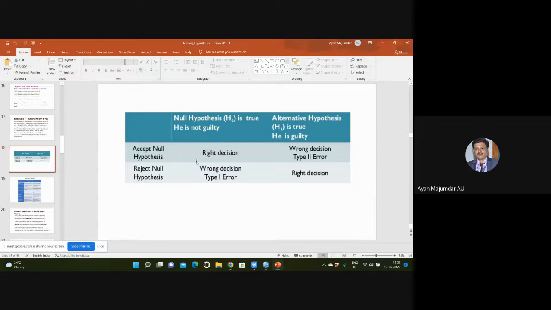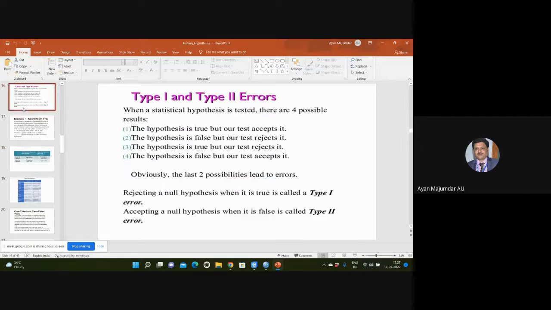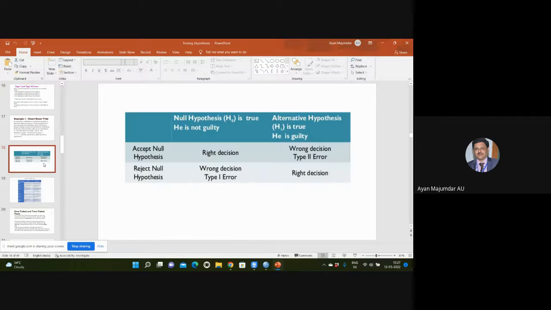So first case, your null hypothesis is correct, it is accepted, right decision. Next case, your null hypothesis is rejected, and that is also a correct decision. He is guilty. The null hypothesis that he is not guilty is rejected. But type 1 error, that is the hypothesis is actually true, but the test result rejects it.